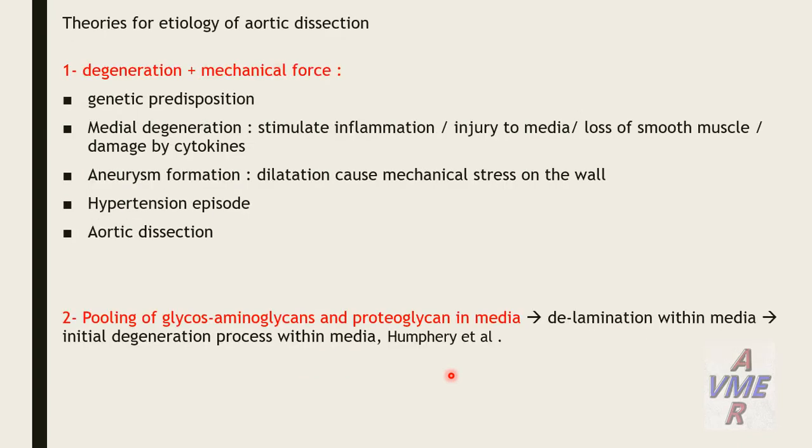So what are the theories for the etiology of aortic dissection? Number 1, degeneration plus mechanical force. We have genetic predisposition and medial degeneration, which stimulate inflammation and injury to the media, loss of smooth muscle, and damage by cytokines. Aneurysmal formation and dilatation cause mechanical stress on the wall; a hypertension episode ends in aortic dissection.